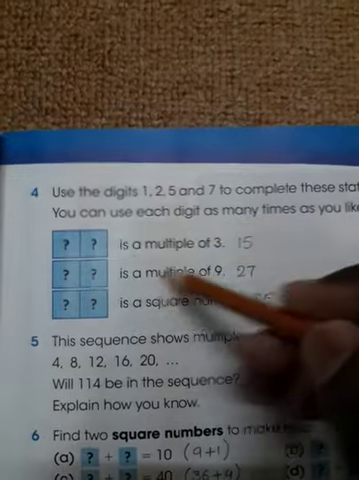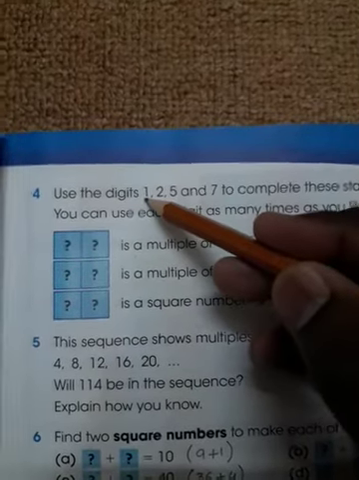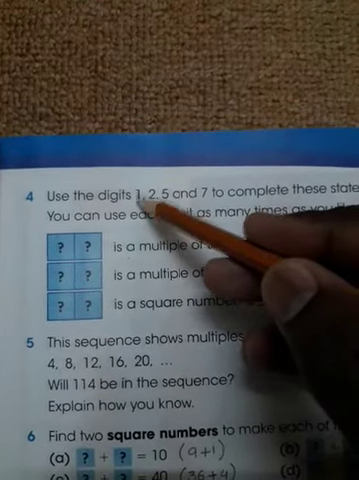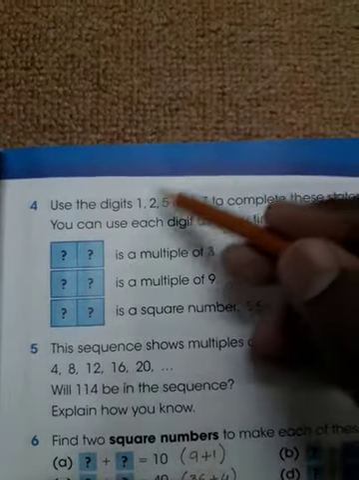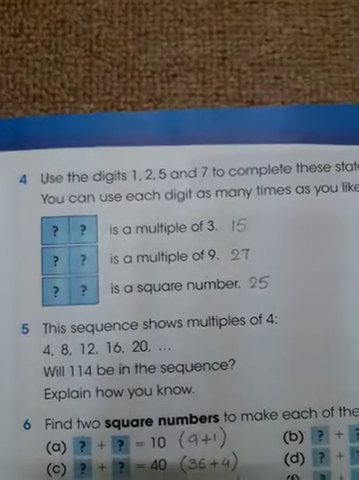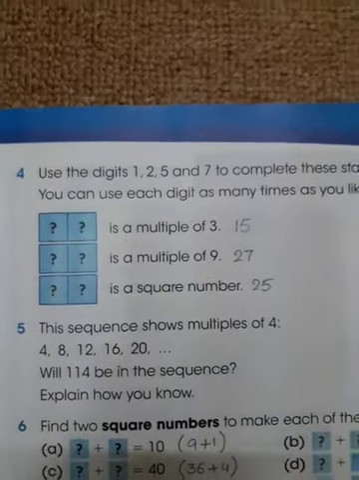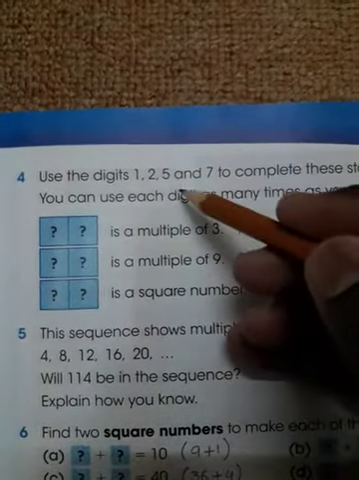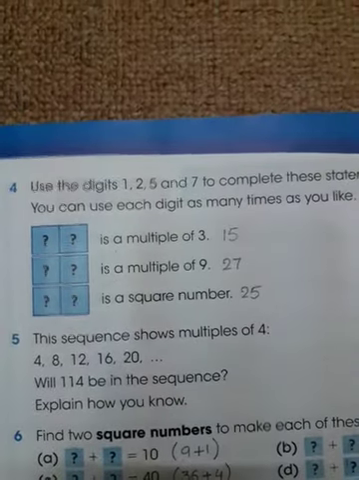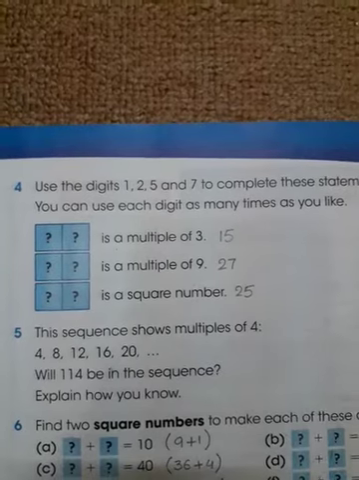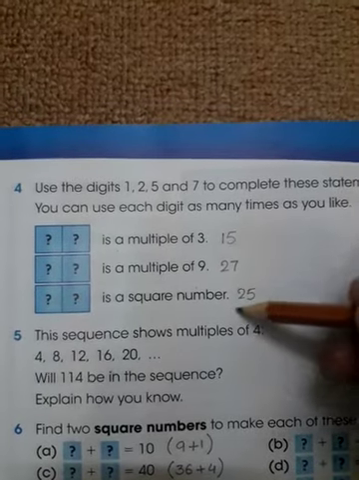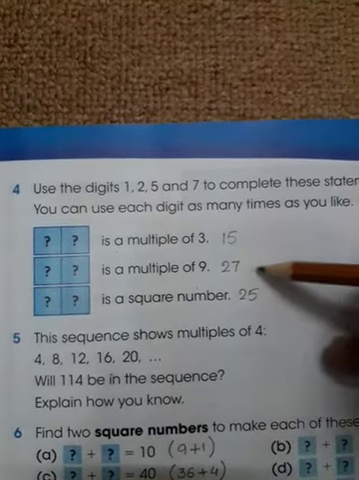Multiple of 3. Next, a multiple of 9 is what? 21 is not a multiple of 9. Just take 27. 27 is a multiple of 9. It is also a multiple of 3. Now, square number. So what are the possible square numbers here? So 1 into 1 is 1, 2 twos are 4, 3 threes are 9, in this way. So what is the square number? The square number is 25.